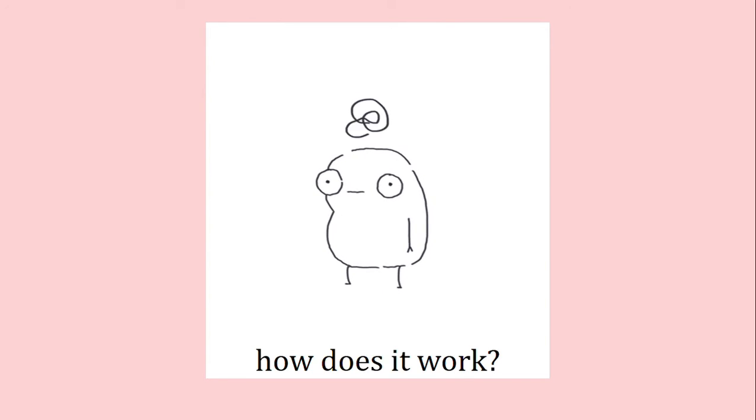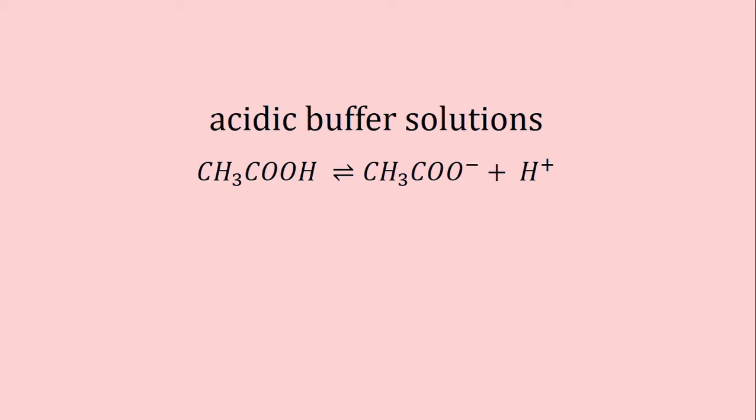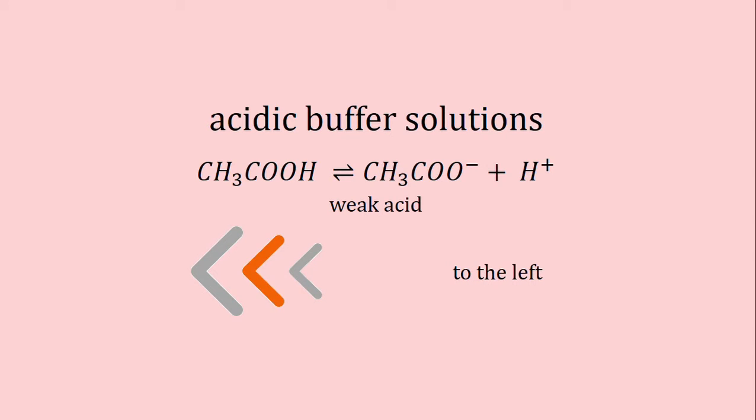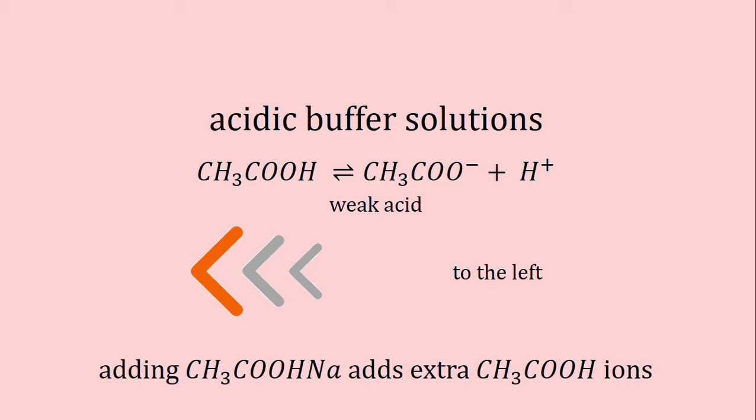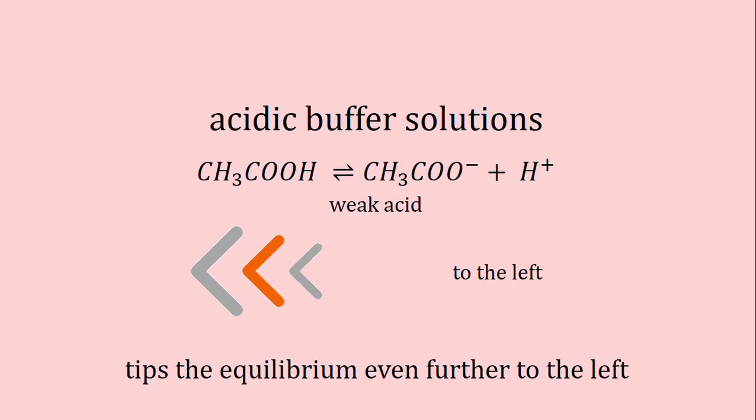Okay, so how do acidic buffer solutions work? We'll consider our earlier example of ethanoic acid and sodium ethanoate. Ethanoic acid is a weak acid, and the position of this equilibrium will be to the left. Adding the sodium ethanoate to this solution adds a lot of extra ethanoate ions, and according to Le Chatelier's principle, that will tip the position of the equilibrium even further to the left.